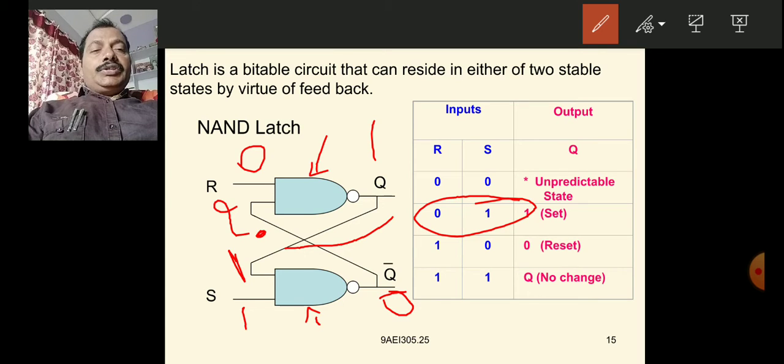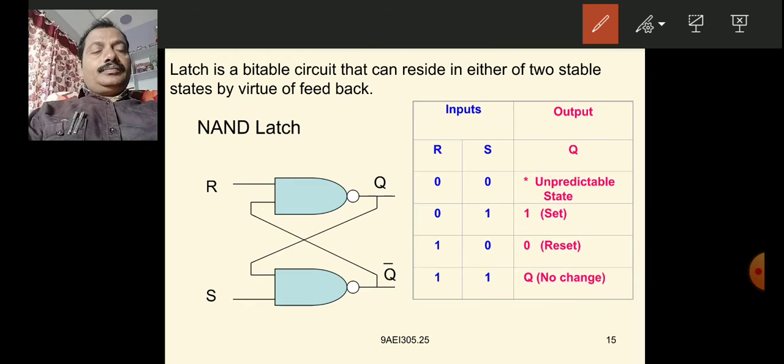R equals 0, S equals 1 makes the latch output 1. That means it is setting the latch to 1. That means the latch is set to 1.